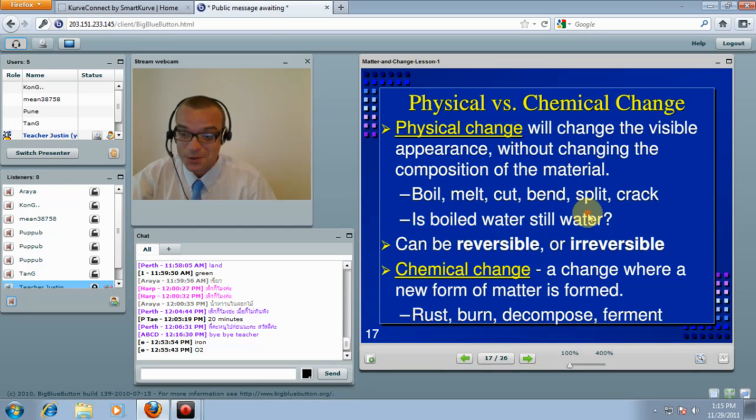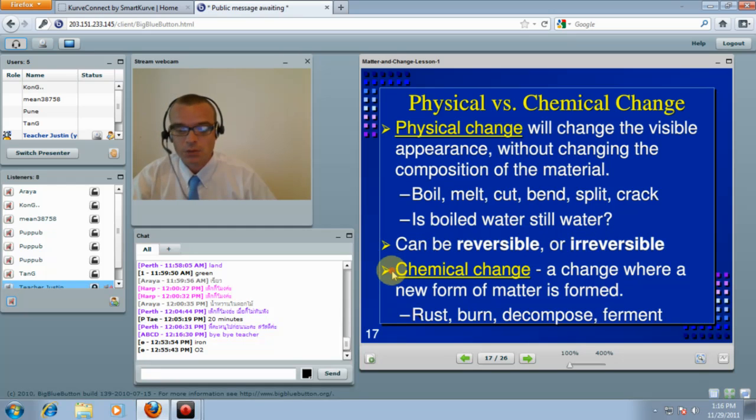Is boiled water still water? As we just said, yeah, of course it is. And it can be reversible, tough word, or irreversible. So if you boil water, is it reversible? Can it go back to being cold water? Of course it can. Or irreversible, something that can't be changed back. So a physical change can be either reversible or irreversible.